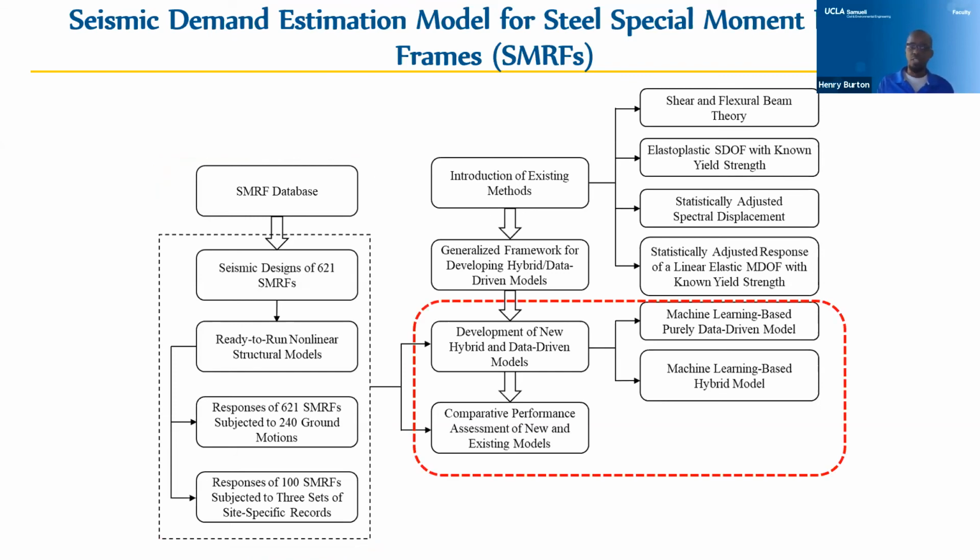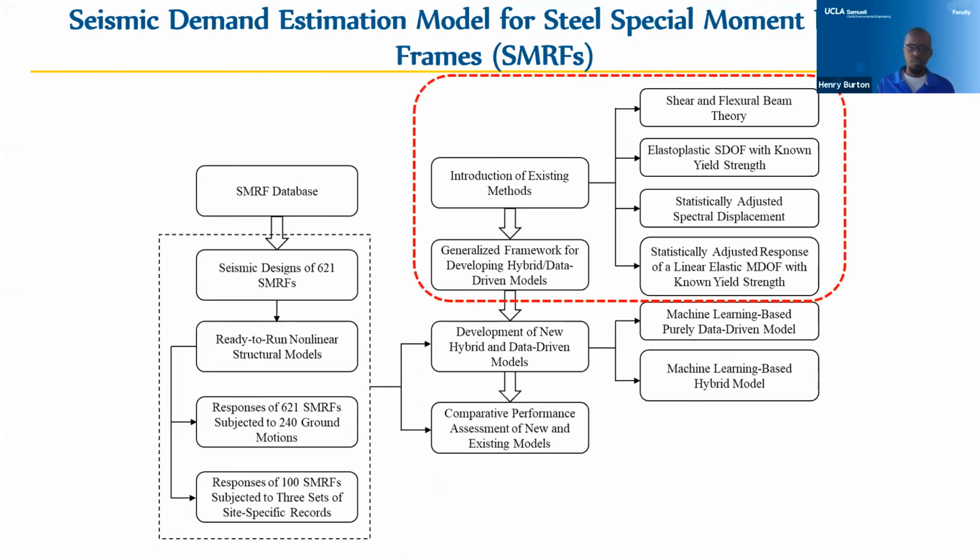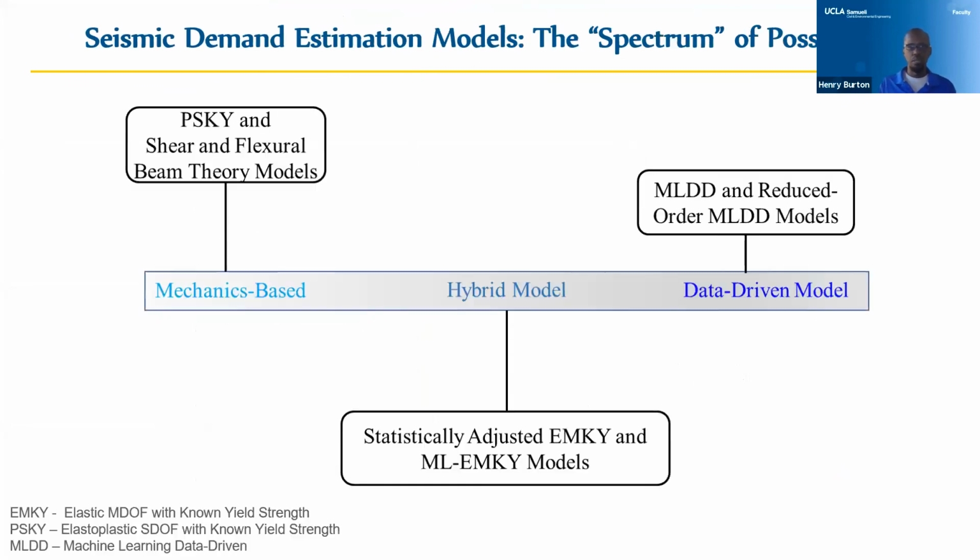So we built a couple of different types of models. One model was purely data driven, right? Meaning you put into the model structural parameters related to the building, you get drifts. Another model was what we call hybrid, meaning you might do, say, a linear elastic analysis of the MDOF. You might get some elastic drifts, and you're actually using the machine learning model to get you from those elastic drifts to the actual nonlinear drifts. And then we also compare the performance of our model with some of the models in the existing literature.